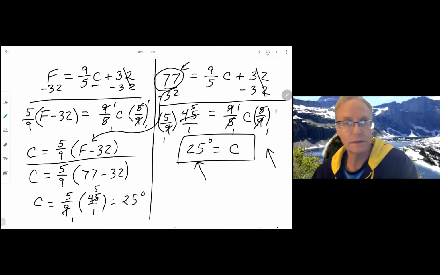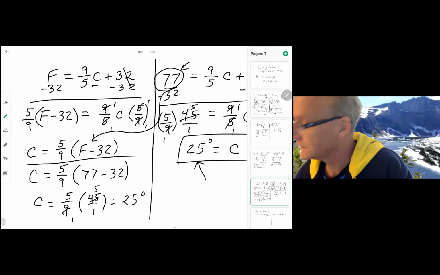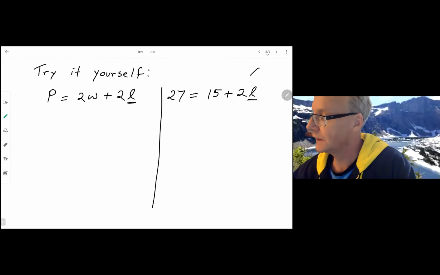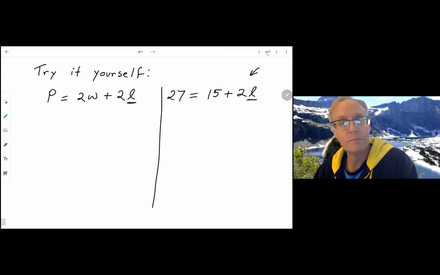So I hope that is clear, and you should practice yourself a little bit. So make sure you do at least this one practice problem. I even included the side-by-side problem to go with it. So make sure that you can solve this for L. Obviously, that's going to be one of the questions that's going to be on your do now. So learn how to do it, practice it, and try it.